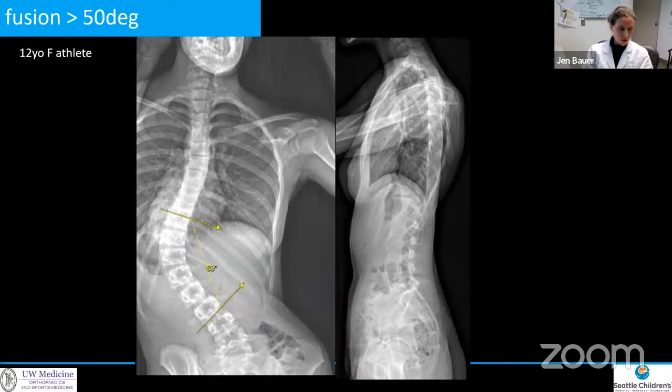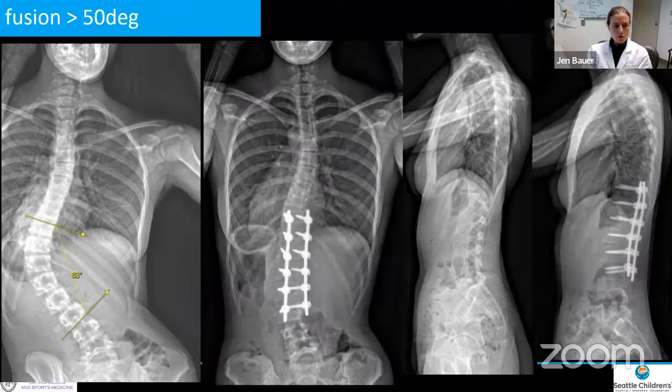You can see she's about a RISR 2 or 3. She has a pretty big curve, fairly imbalanced. We're going to do our best. She's an athlete. We're going to do our best to do as limited a fusion as we can on her. She gets a posterior fusion.